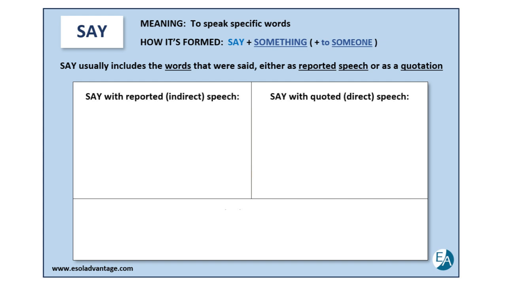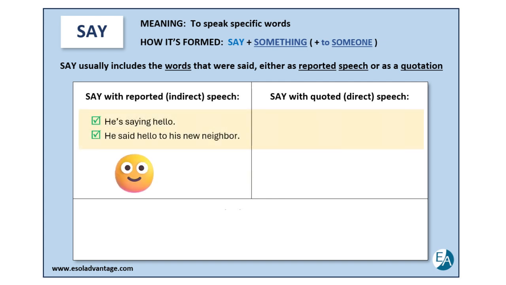Here's what we mean by that. Let's look at an example with say using reported or indirect speech. He's saying hello, or he said hello to his new neighbor. We have say plus the content of what was said and optionally who it was said to. This is indirect. It's not the actual words. Let's look at an example using direct quoted speech. He said, "Hello, neighbor." Those were the actual words that he said to his neighbor.